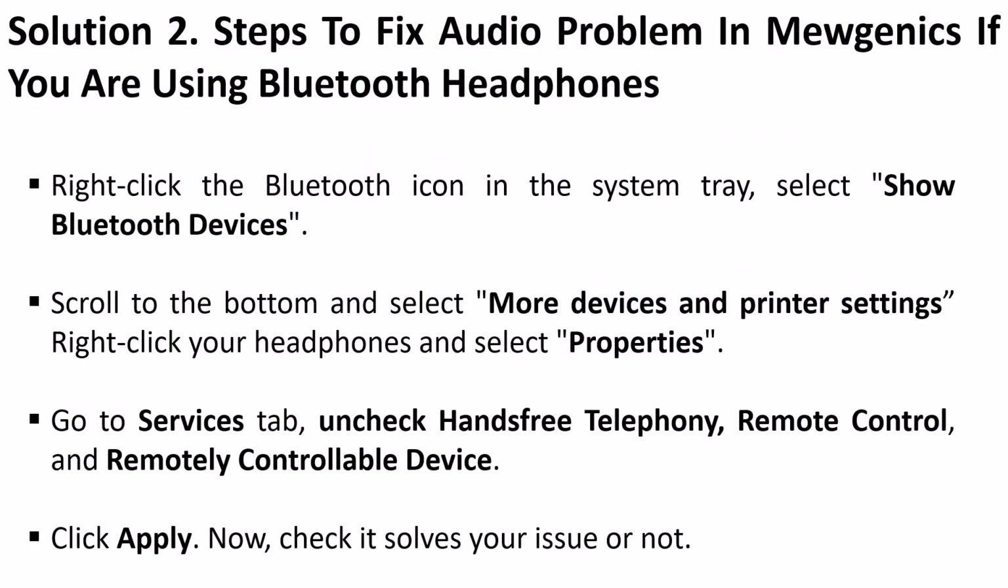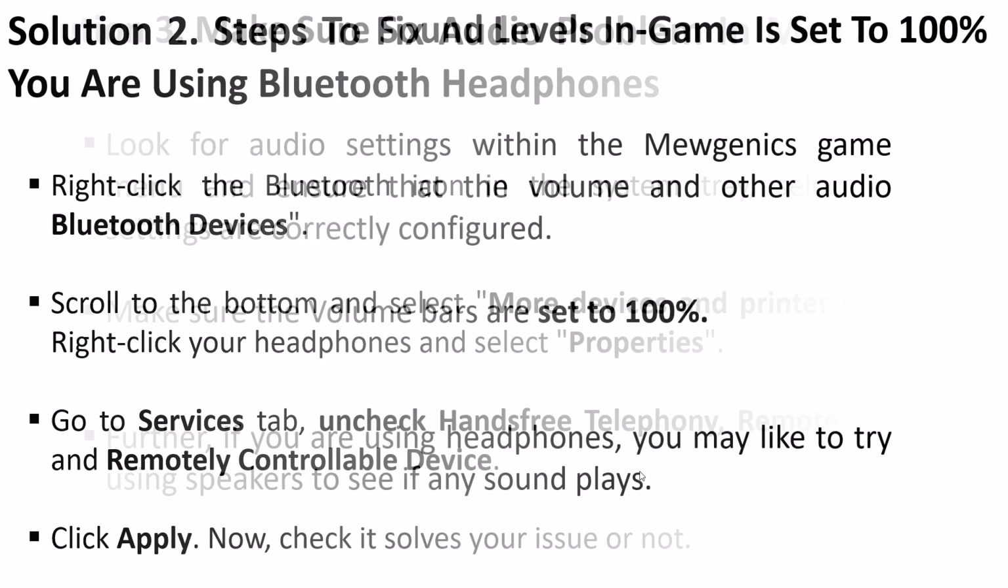Solution 2. Steps to fix sound problem or audio problem in Mewgenics game if you are using Bluetooth headphones. Right click the Bluetooth icon in the system tray, select Show Bluetooth Devices, scroll to the bottom and select More Devices and Printer Settings. Right click your headphones and select Properties. Go to the Services tab, uncheck Hands-Free Telephony, Remote Control and Remotely Controllable Device. Then hit Apply and check if it solves your issue or not.